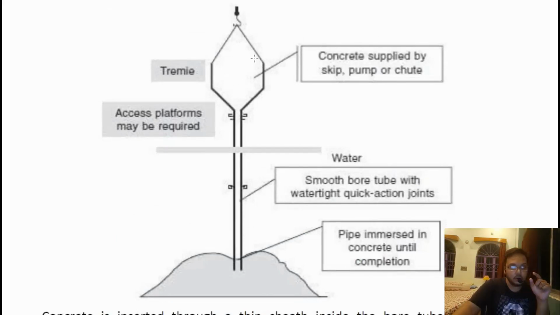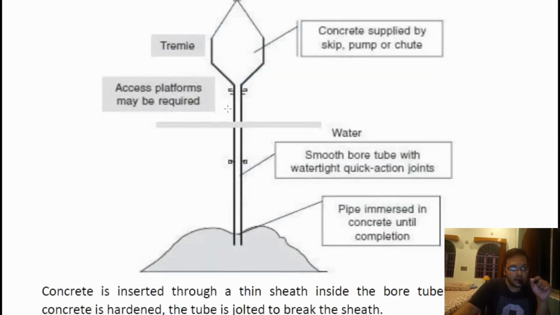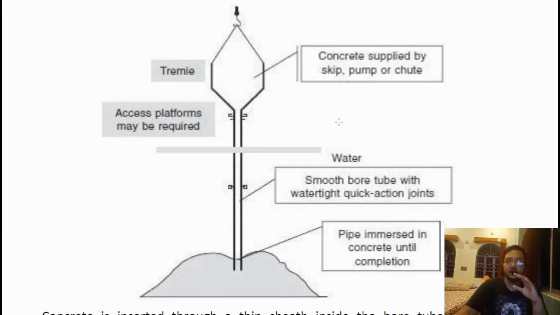supplied by skip pump or chute. Some pump-like thing will be there, or a chute will be there, that will be supplying us the concrete, and in this pipe the concrete will be supplied up to the bottom. Suppose this is the bed of some river and we have water over this. This tremie pipe method of construction is used for making, suppose you want to make piles for bridges in some water body.